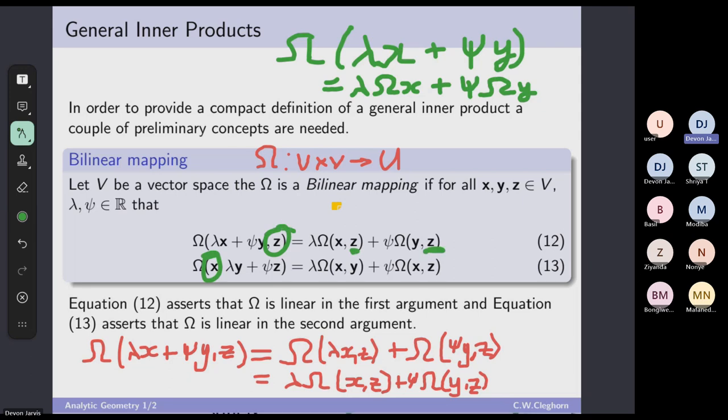It was the second argument here, it's the second argument there, and the second argument there. Okay. So no need to distribute or act on Z or do anything on Z. This is known as bilinear. Bi meaning two arguments, linear because it has this distribution scalar property. Okay, so 12 asserts that Omega is linear in the first argument, and equation 13 asserts that omega is linear in the second argument.